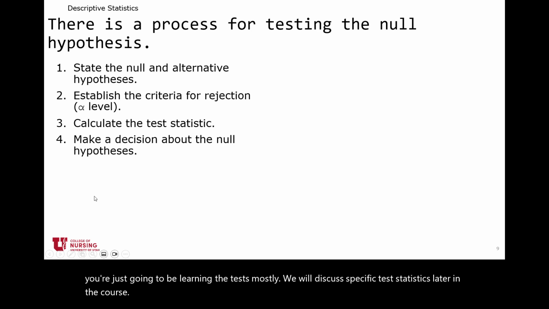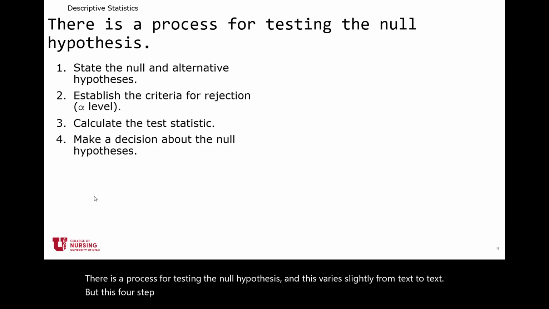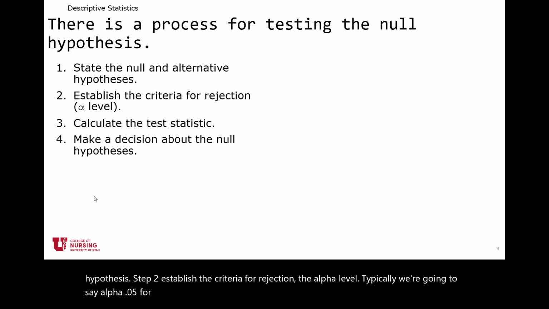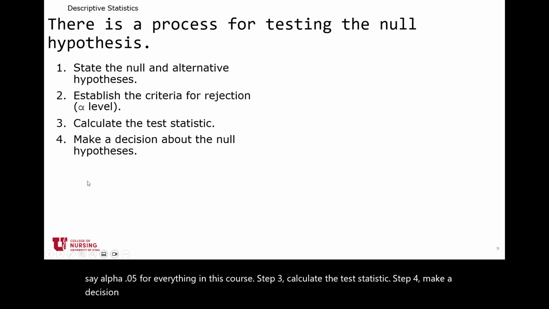There is a process for testing the null hypothesis, and this varies slightly from text to text, but this four-step process is the basic steps. Step 1, state the null and alternative hypothesis. Step 2, establish the criteria for rejection, the alpha level. Typically, we're going to say alpha 0.05 for everything in this course. Step 3, calculate the test statistic. Step 4, make a decision about the null hypothesis.